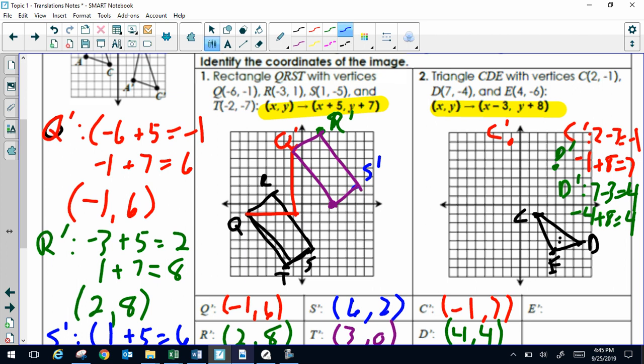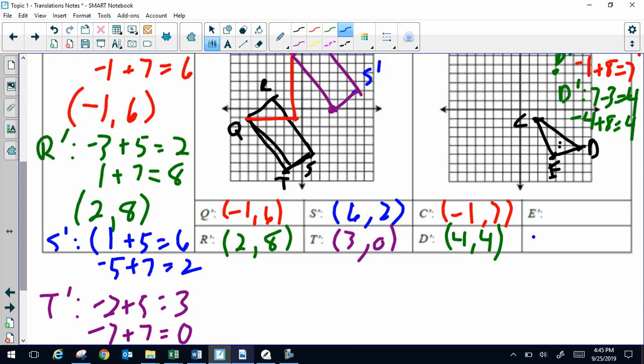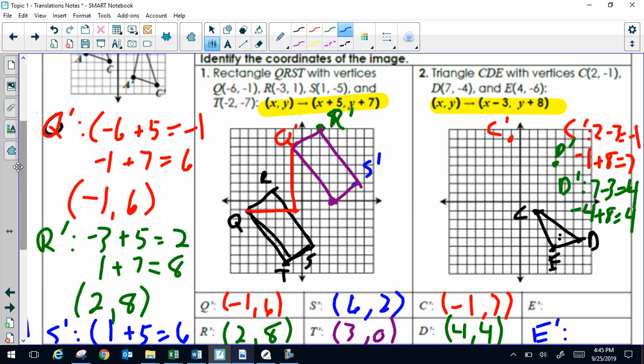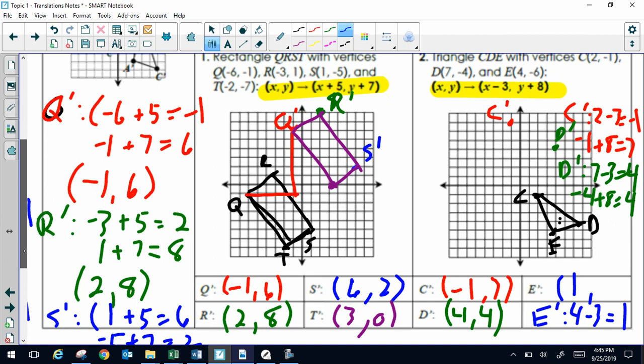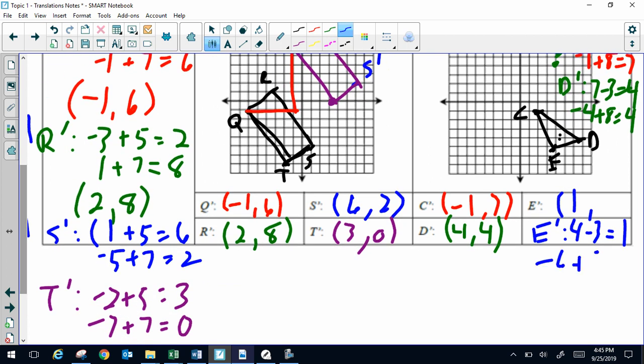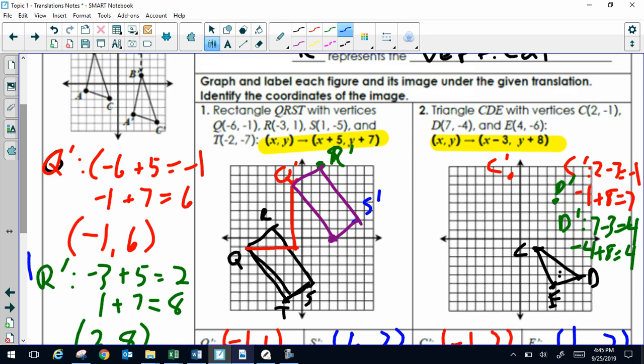And then lastly, E prime, I'll come down here for it. E prime says take the original x of E, which is 4, and we're subtracting 3 from it, which gives me 1, so that's my new x. Then take the original y, which is -6, and add 8 to it, which gives me 2. So my point of E prime is at 1, 2, which is right here. Okay, and you can see I didn't change the size or the shape of it. All I did was slide it up and over. Okay.